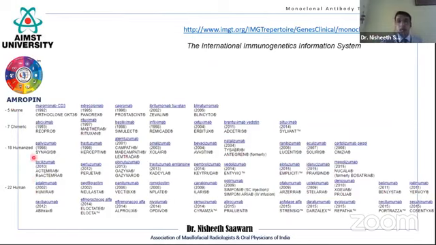If you go to the website imgt.org and search for monoclonal antibodies, they will give you the entire data of all the monoclonal antibodies which are under various phases of trial. They show which disease they are being used for, where they are produced from, by which company, at which phase of trial, and what the status is. The entire data can be obtained from there. So those who are interested can visit the site and get all the recent data.